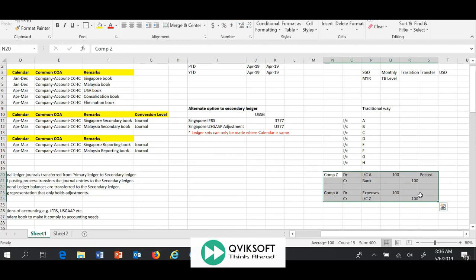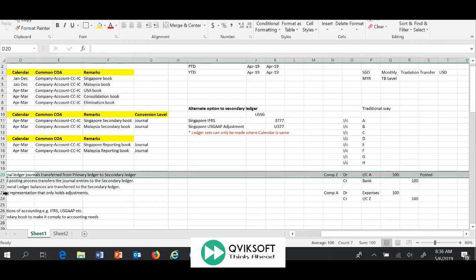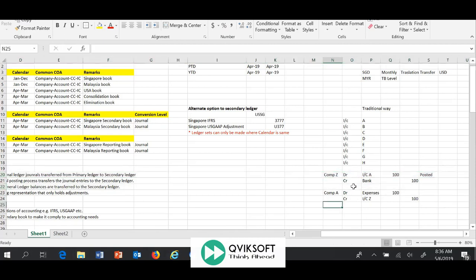So usually when I pass intercompany at GL level, I pass this entry, whatever is your row number 22. Then the intercompany system will automatically create the balancing entry. Yeah, that's the intercompany balancing entry.